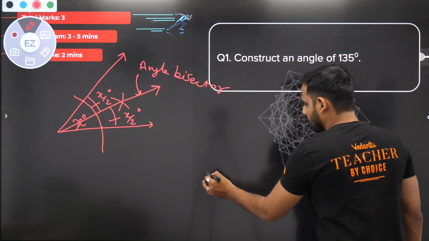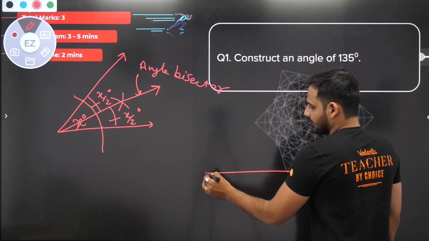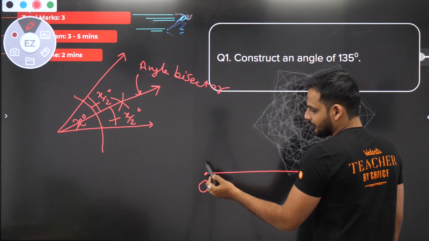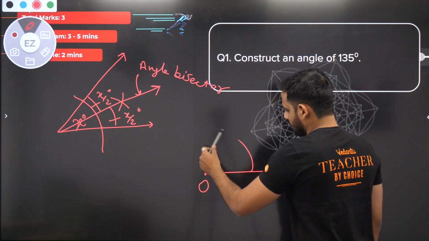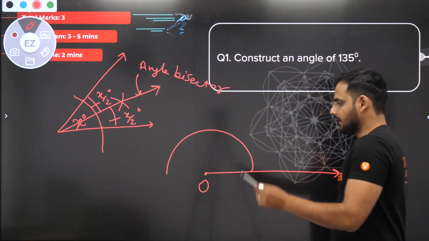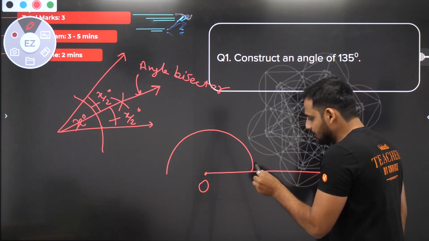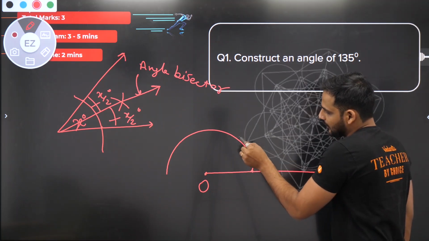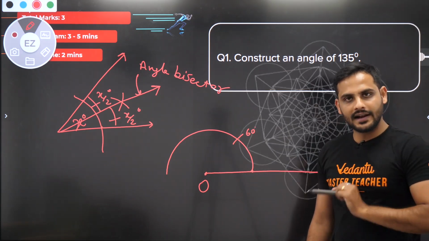Now if I draw a line, keeping the tip of the compass at point O, if I draw a semicircle, now whatever length of compass I've used, keeping the same compass length, keep the tip of the compass here, and when you make your first cut, this angle is 60 degree. This angle is directly 60 degree.